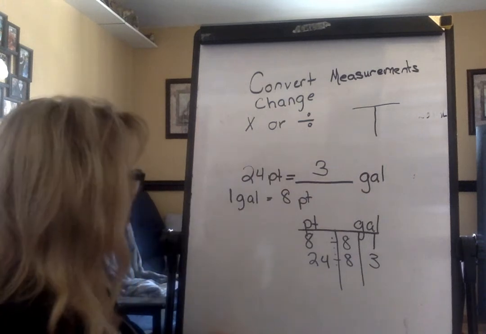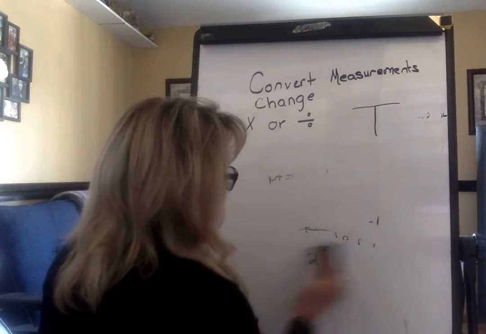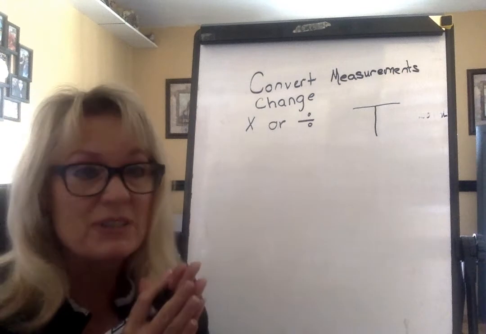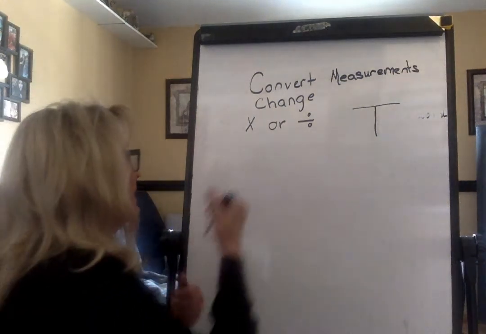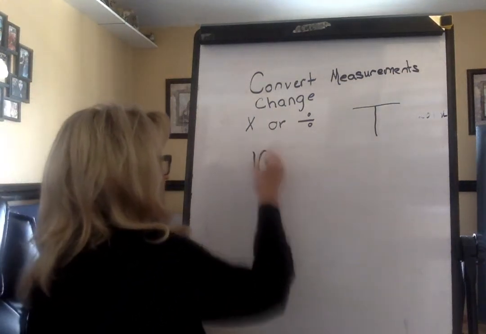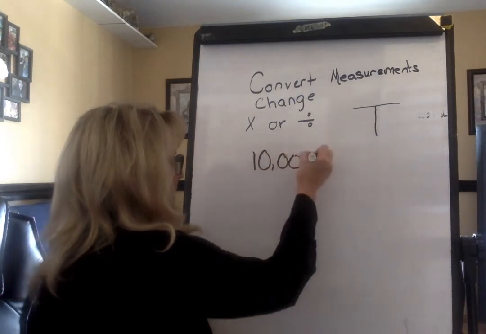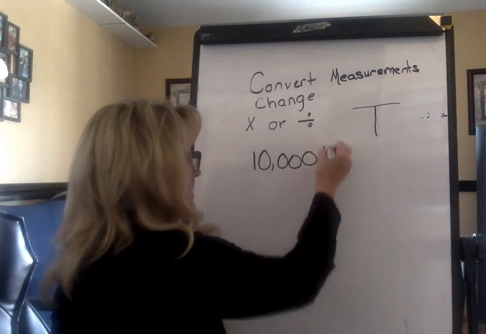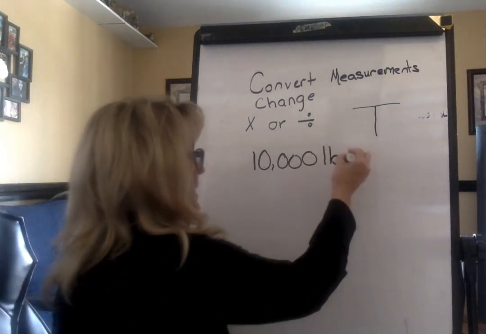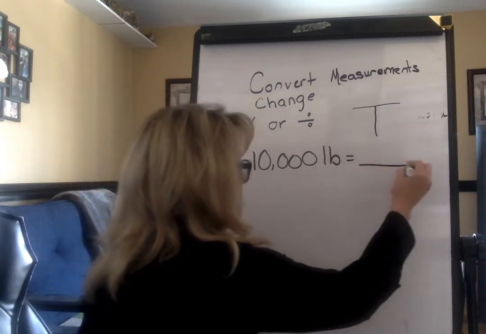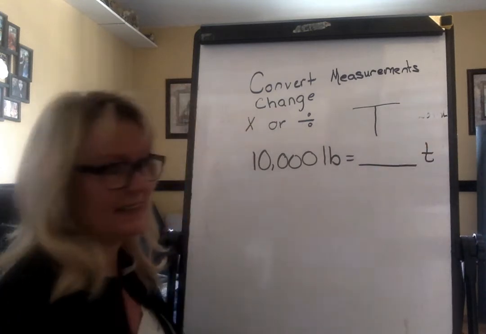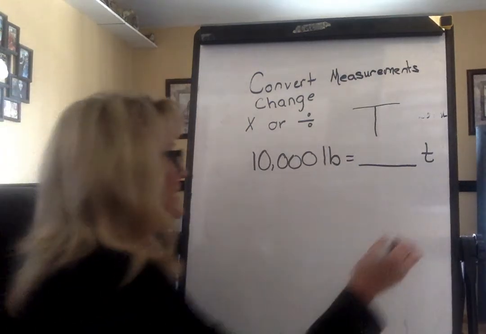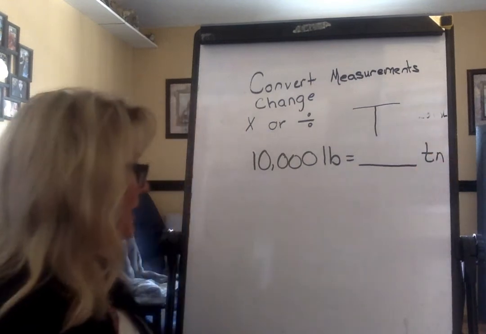Okay, let's try one more, and then you guys are going to go to quizzes and show me your learning on quizzes. Okay, here's our last one. The numbers are going to be super big. Okay, so I'm going to try to do 10,000. That's a super big number. Pounds. Remember, that's that really weird abbreviation. And I want to know how many tons that is. So I'm going to try to change pounds into tons. Let me just get that abbreviation correct, okay?